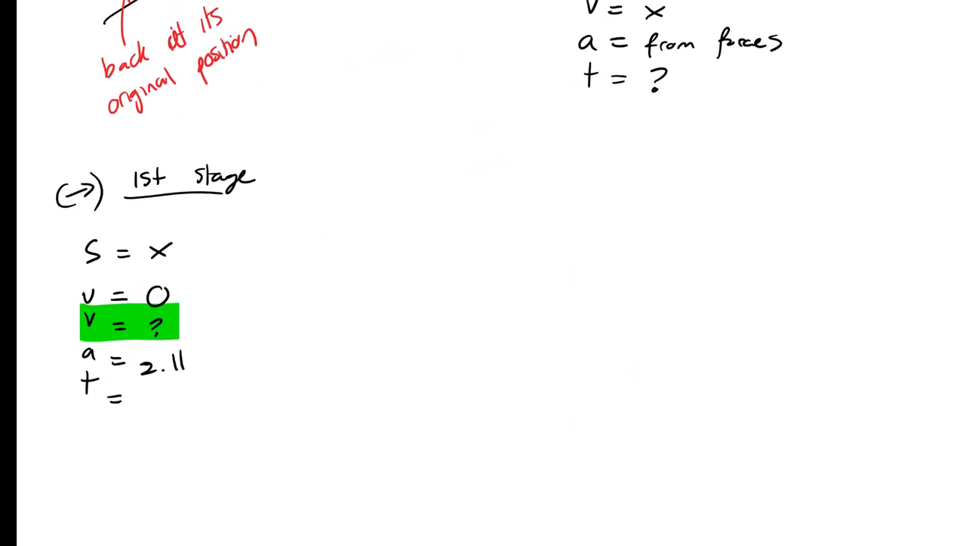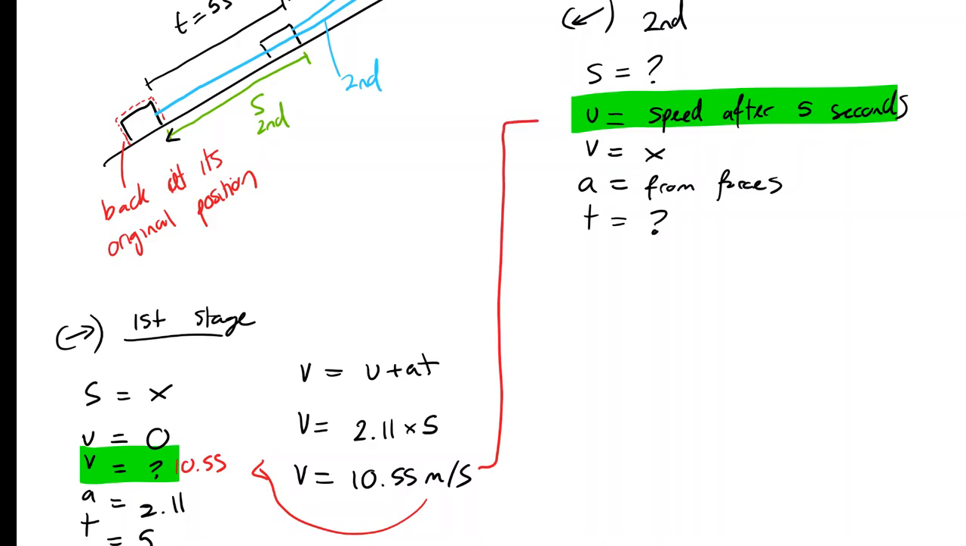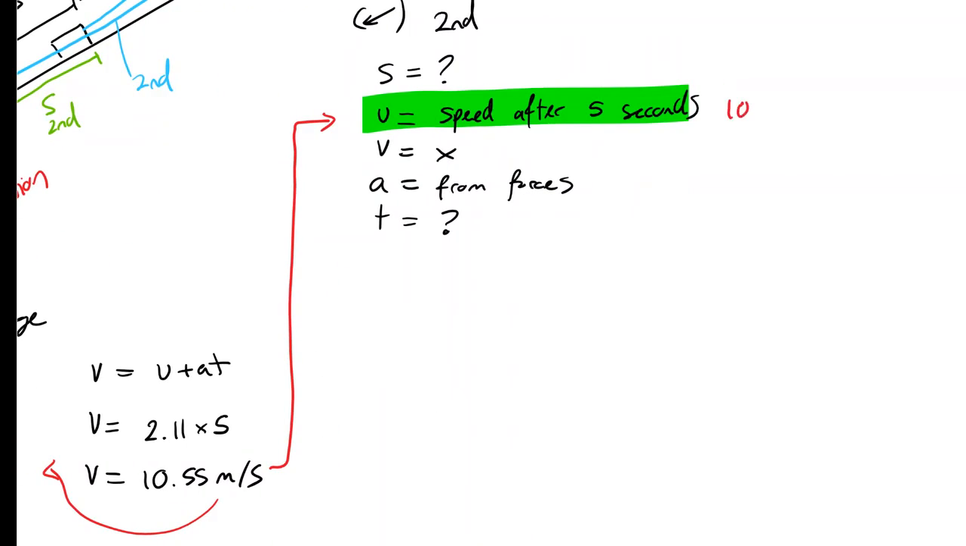Okay, the time, we're told in the problem, is 5 seconds. We know enough to work out V, and we'll need to use the equation that does not have S in it. So V equals U plus AT. V equals AT, 2.11 times 5. V is 10.55 meters per second. So we can update that, we can put that in here. 10.55 meters per second. Again, we can also use that to update this. That was our aim. 10.55. So we've got one thing there.